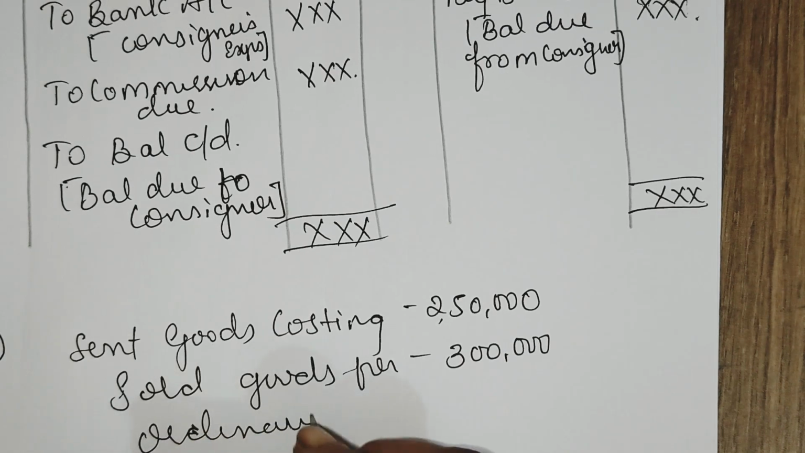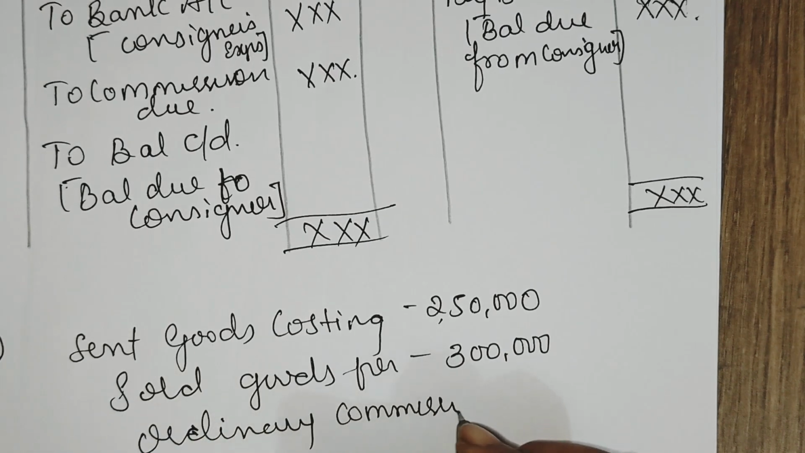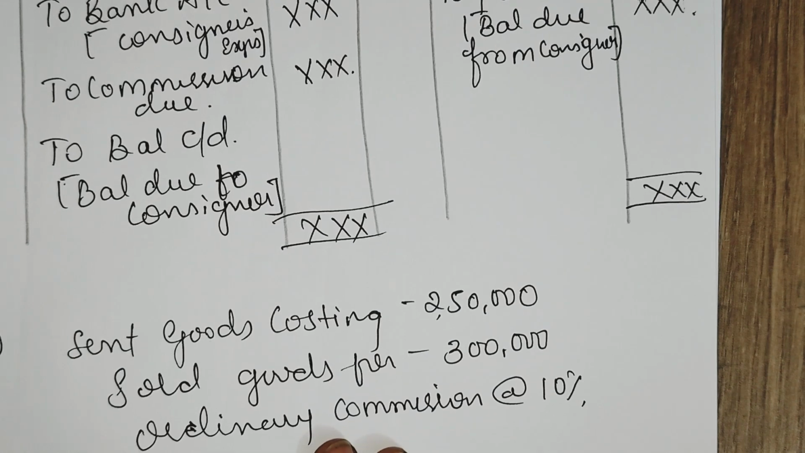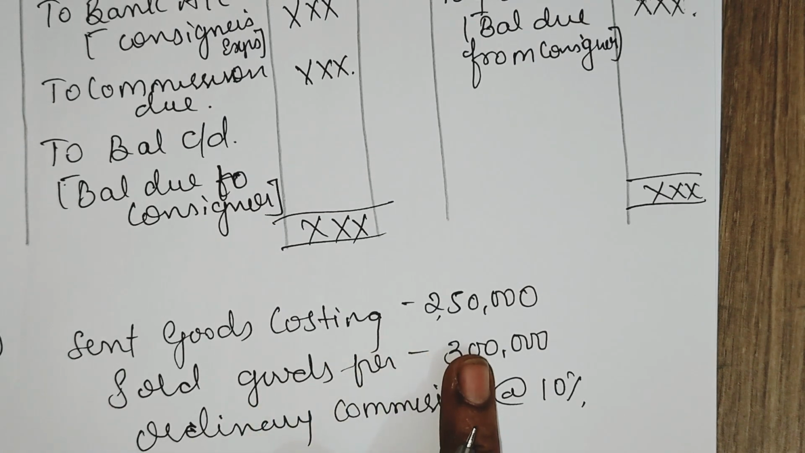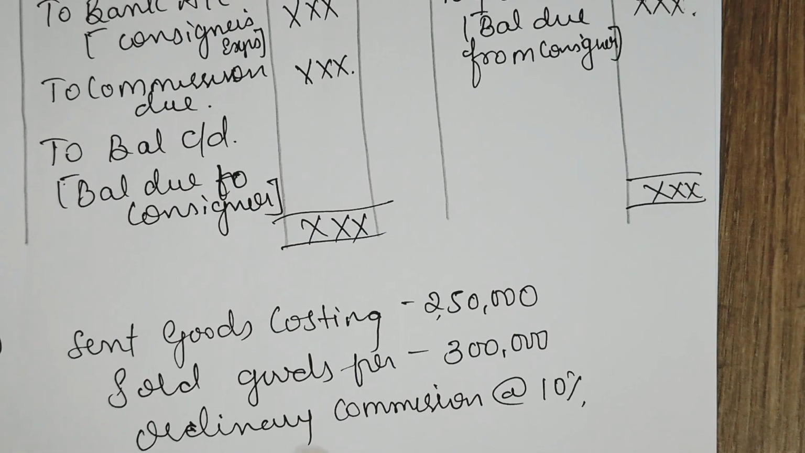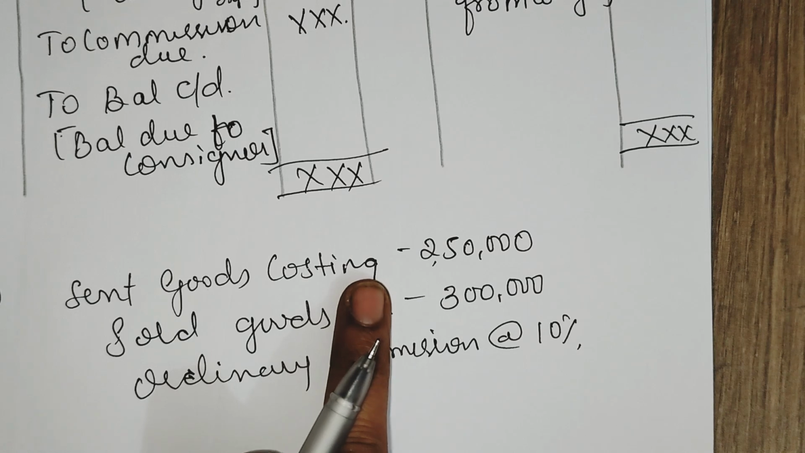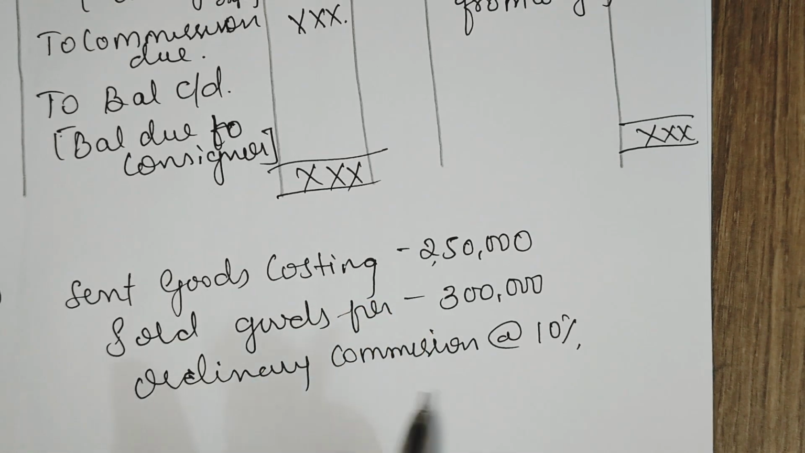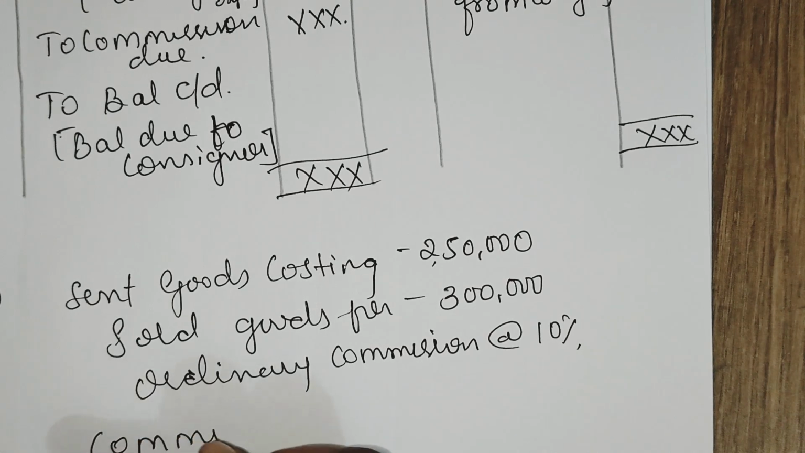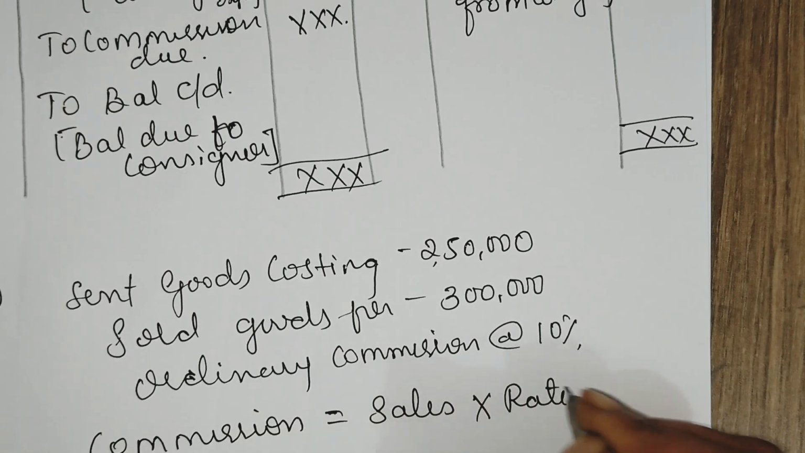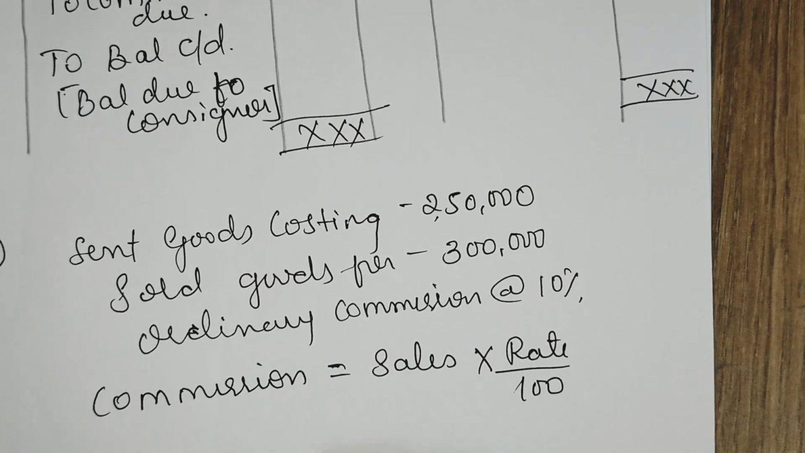Ordinary commission at 10%. Now we need to calculate the commission payable to Mr. B. Sent goods costing 2 lakh 50, sold goods for 3 lakh. Commission will be payable always on sales, not on the cost. Remember this, always on sales we are paying, not on the cost. So the formula is commission equals sales into rate by 100.